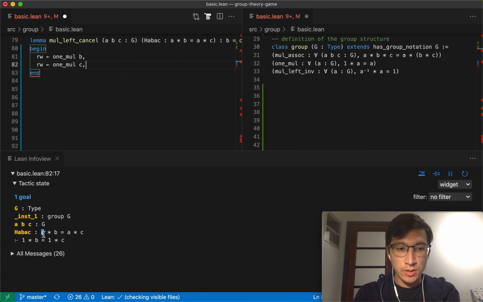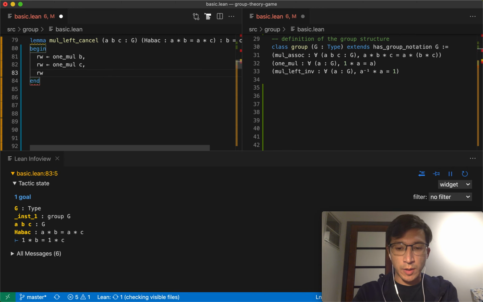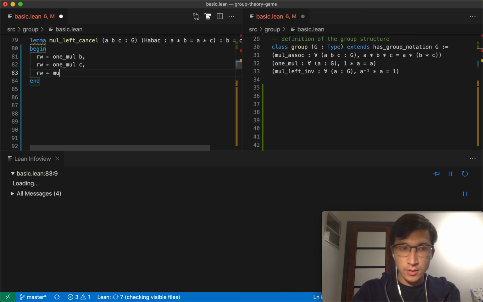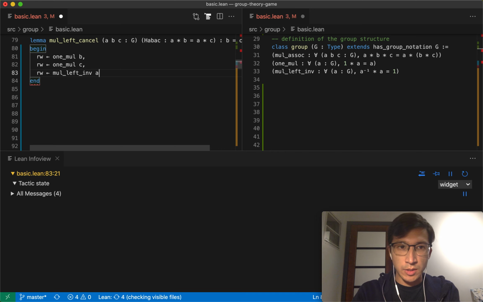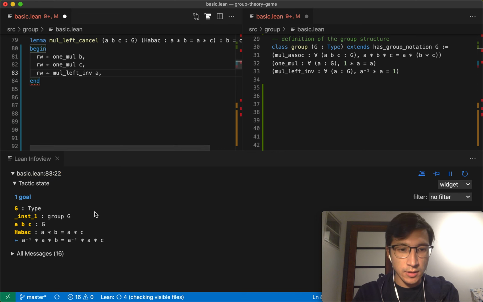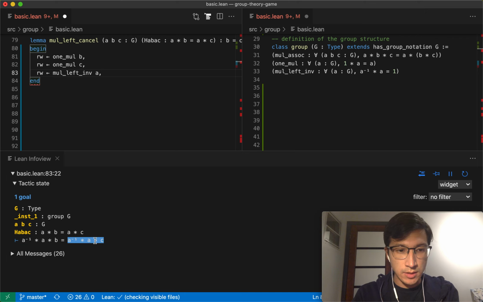Now what we'd like to do is to make an a appear in here. So if we look back at mul left inverse, we see that starting from the 1, we can make a inverse times a appear. And so again, we'll do a rewrite in the left direction. This time it will be with mul left inverse and with argument a. And what we see now is that a times b appeared and a times c as well. Both of these show up.